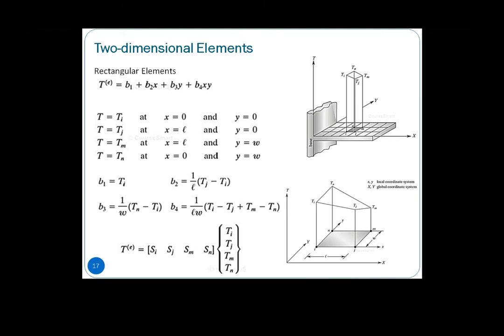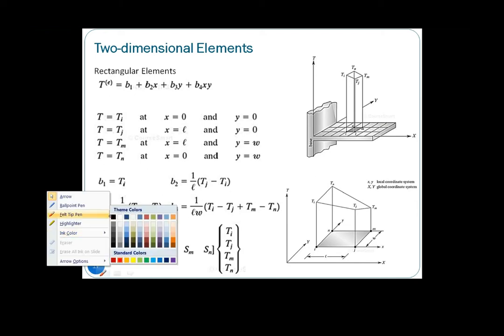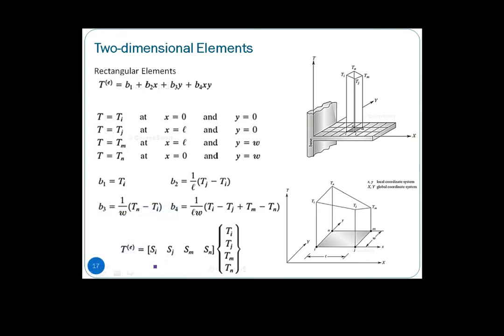So again, the concept or the procedure of determining the shape function is still the same. If you have a rectangular element, 4 nodes, so you have 4 unknowns, then you can represent your so-called elementary parameters. Here we start with temperatures. So T element is B1 plus B2x plus B3y plus B4xy. We have 4 unknowns, B1 until B4, right?